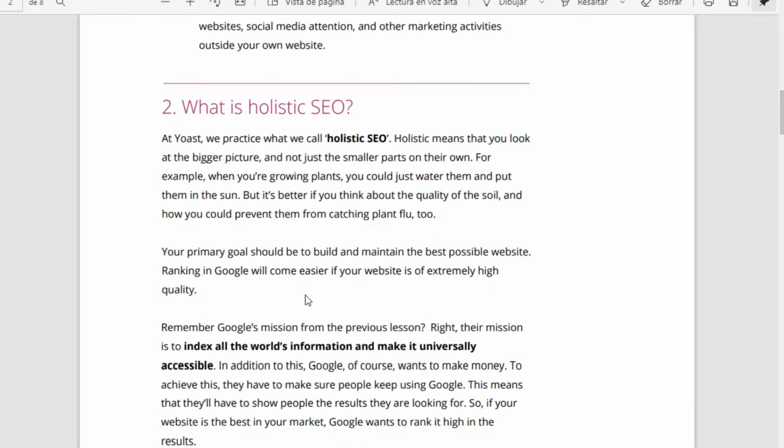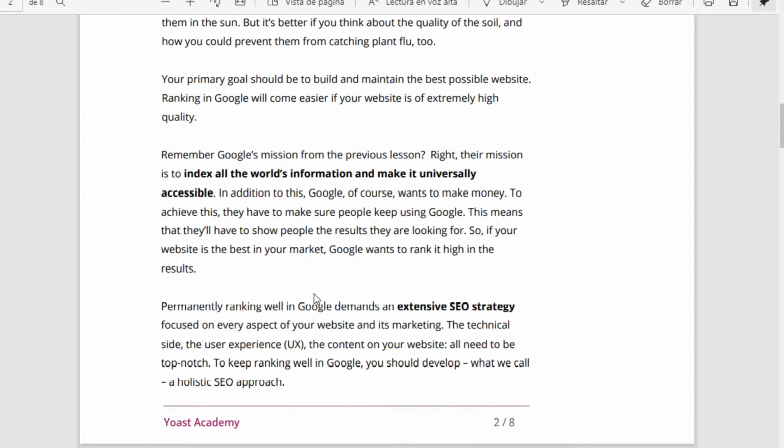Two. What is Holistic SEO? At Yoast, we practice what we call Holistic SEO. Holistic means that you look at the bigger picture, and not just the smaller parts on their own. For example, when you're growing plants, you could just water them and put them in the sun. But it's better if you think about the quality of the soil, and how you could prevent them from catching plant flu, too. Your primary goal should be to build and maintain the best possible website. Ranking in Google will come easier if your website is of extremely high quality.